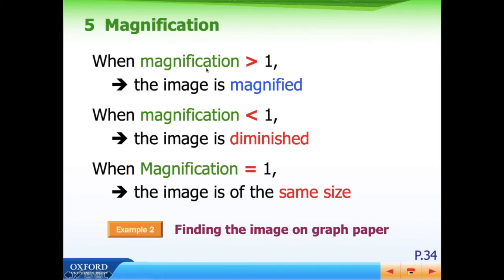In order for us to interpret that value, let us have this concept. When the value of magnification is greater than 1, the image is magnified. It signifies that your image is being enlarged. When the magnification is less than 1, the image is diminished, meaning it becomes smaller. When the magnification is equal to 1, then we interpret it that the image is of the same size with the object.